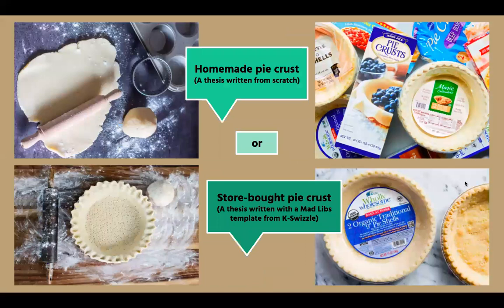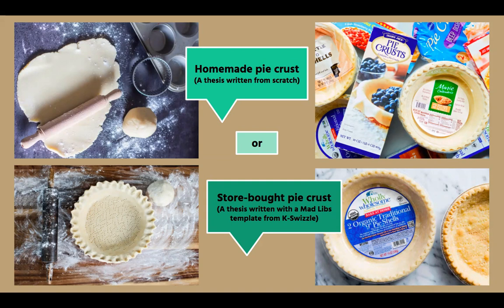This is why I like to think of it as, when it comes to writing a thesis statement, you're either producing a homemade pie crust or a store-bought pie crust as the basis of your paper. A homemade pie crust is going to be a thesis written from scratch, something that you come up with completely on your own. You try to put together words and phrases in a particular sequence that you feel really allows you to convey what you're trying to convey. Alternatively, if thesis statements are just really tricky for you, you can always use a store-bought pie crust, or a thesis written with one of the Mad Libs templates that I provide on the previous slide.